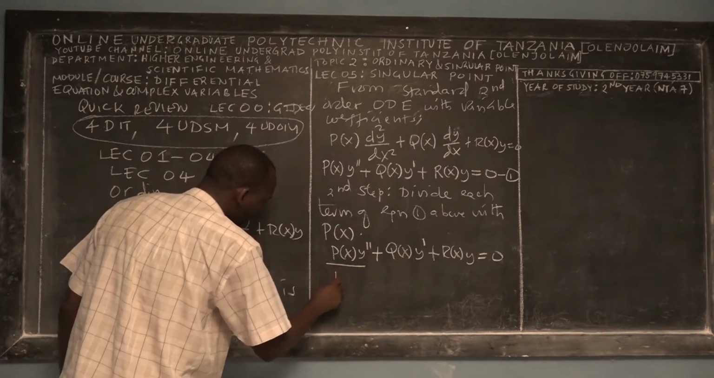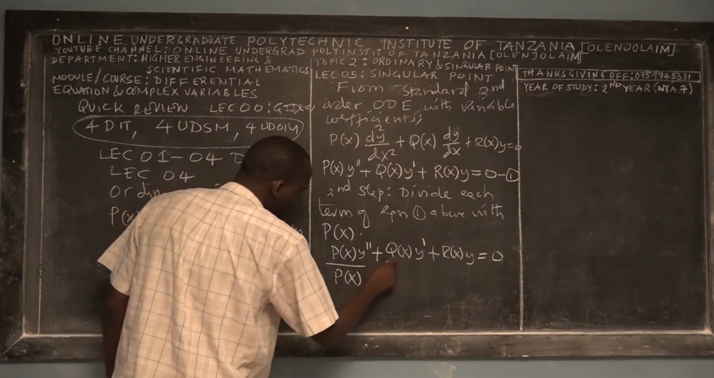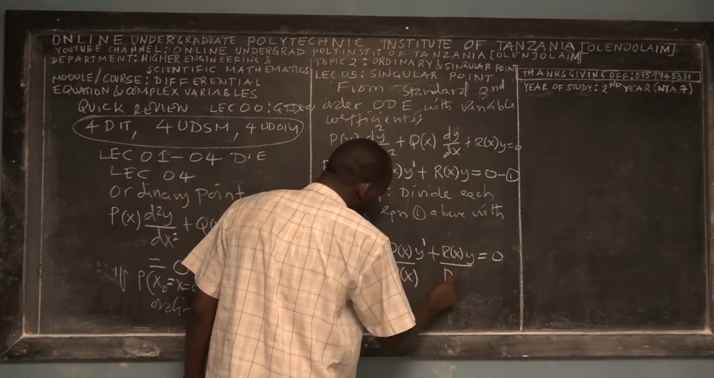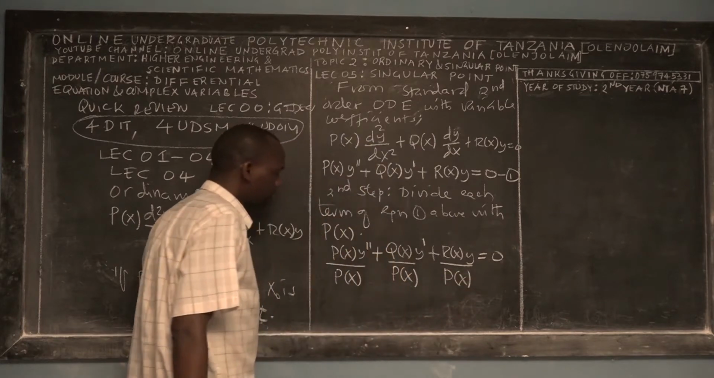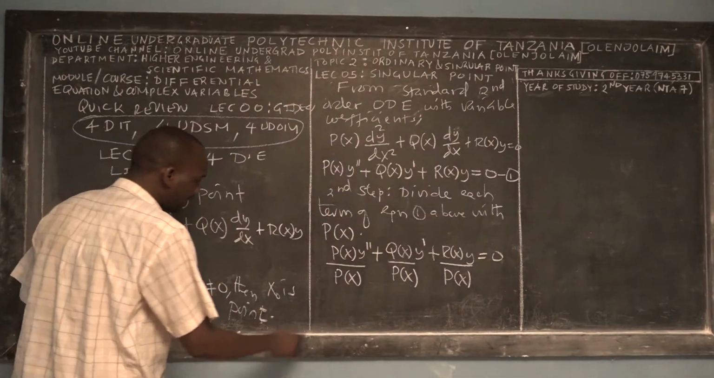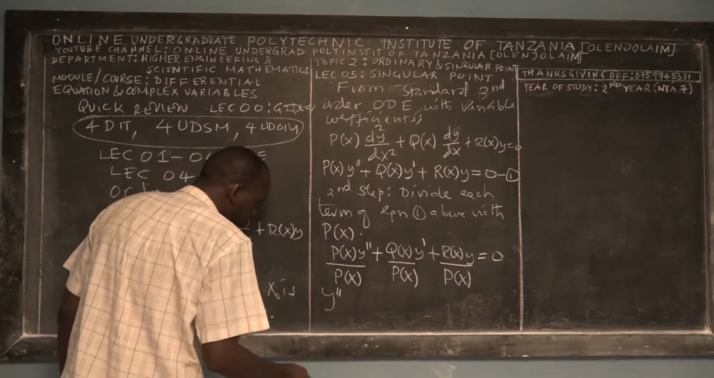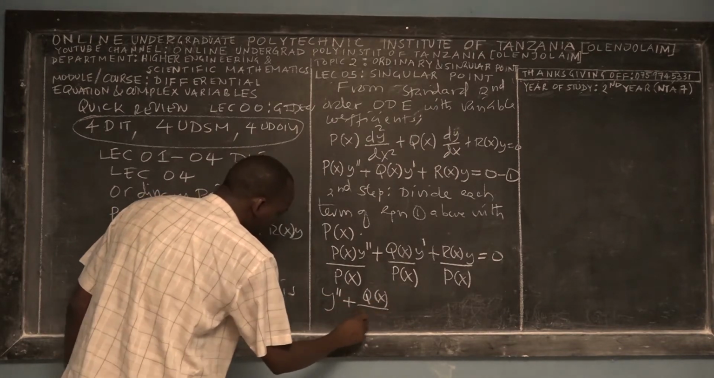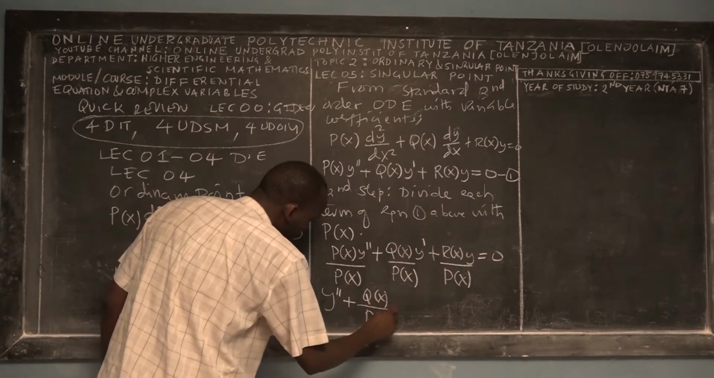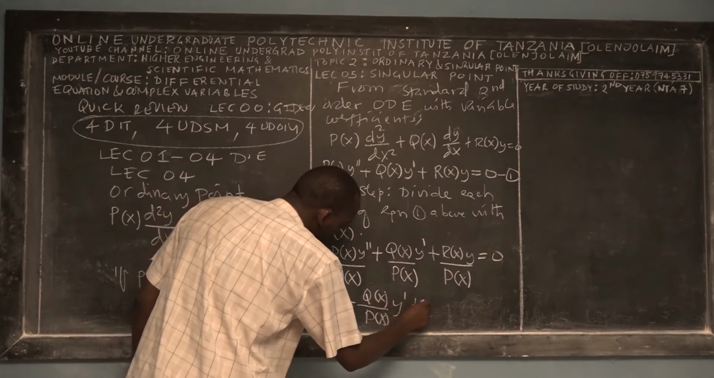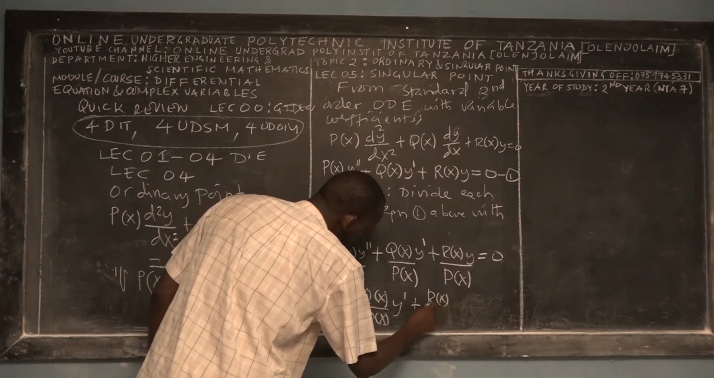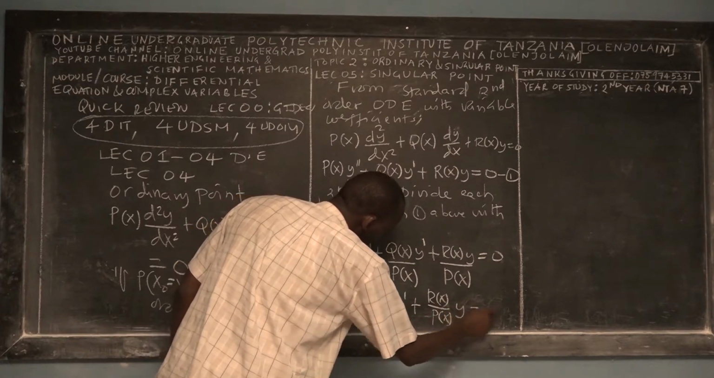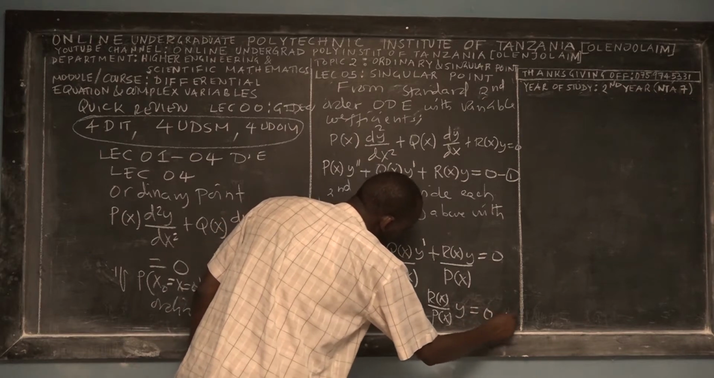So we divide by P of x, this one divide by P of x, and this one divide by P of x. In that case, here we have y double dash plus Q of x over P of x y single dash plus R of x over P of x y is equal to 0. So this is equation 2.